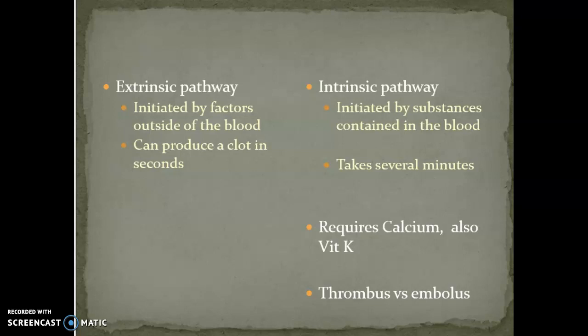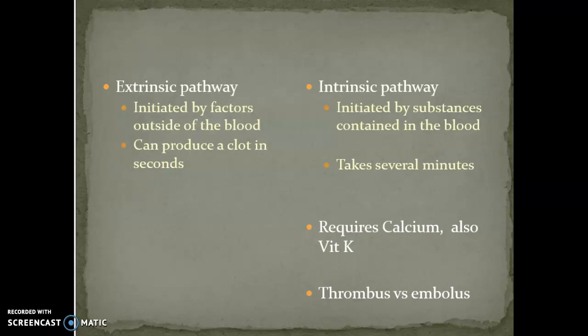Extrinsic pathways are initiated by factors outside the blood and can produce a blood clot in seconds. Intrinsic pathways are initiated by substances contained in the blood, and it takes several minutes to form blood clots. The clotting cascade requires calcium and vitamin K at all stages of clot forming.